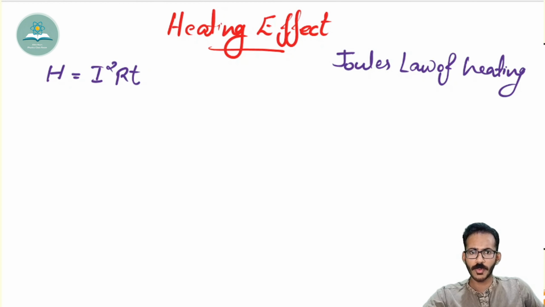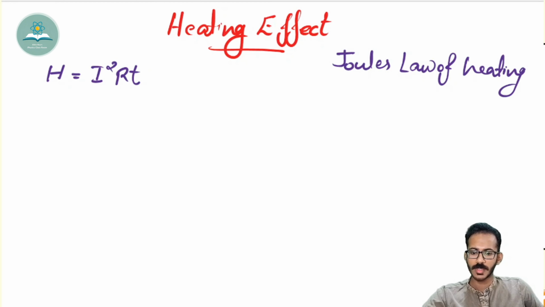When you keep your mobile phone for charging, after it gets charged, you will feel that the charger has got some heat, or your iron box is working based on the heating effect. So Joule's law states that whenever current passes through something, it becomes hot.